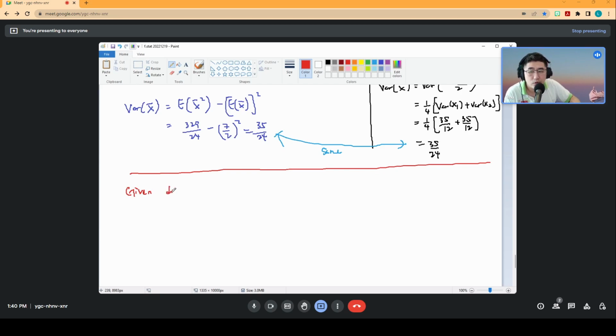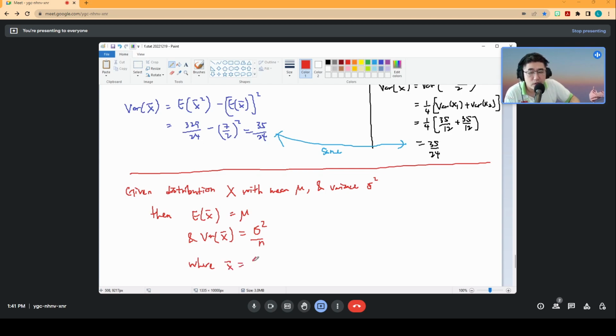So given a distribution x with mean mu and variance sigma squared, then the expected value of bar x equals mu, and the variance of bar x equals sigma squared over n, where bar x equals the summation of x over n. You have n samples.